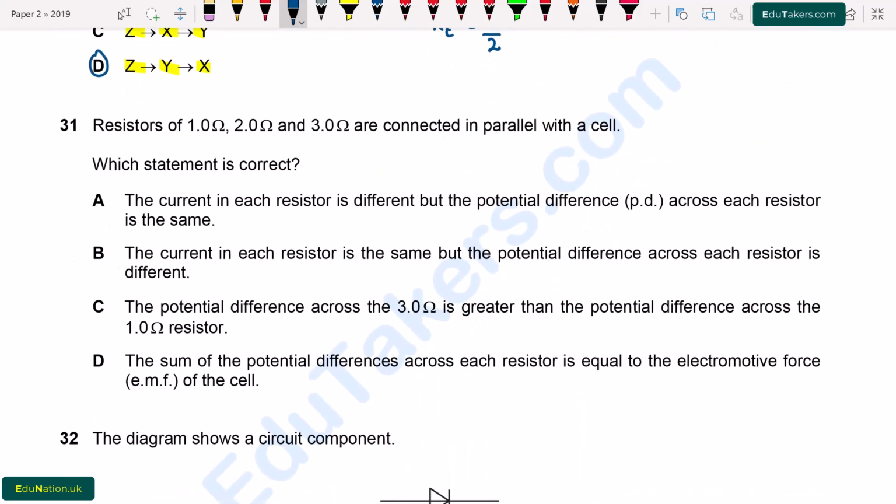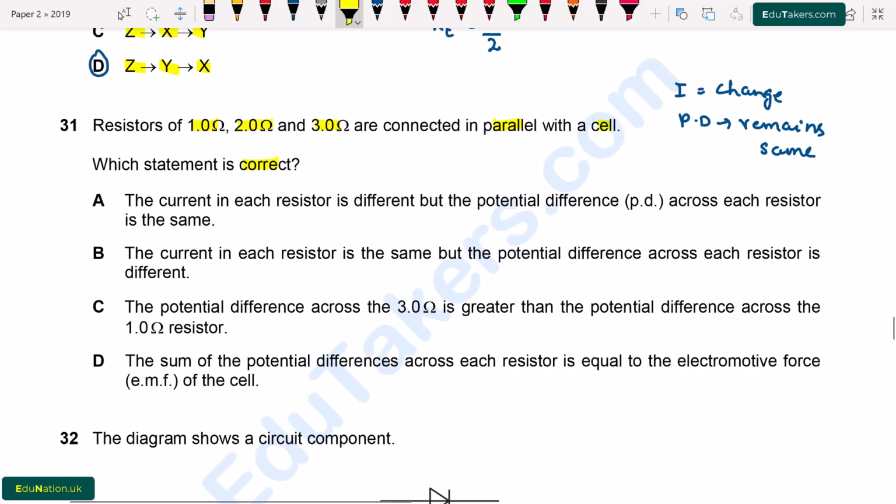Question number 31. Resistors of 1.0 ohm, 2.0 ohm and 3.0 ohm are connected in parallel with the cell. Which statement is correct? As all of these resistors are connected in parallel, in the parallel combination, the value of the current is different. The value of the current changes while the potential difference remains same.